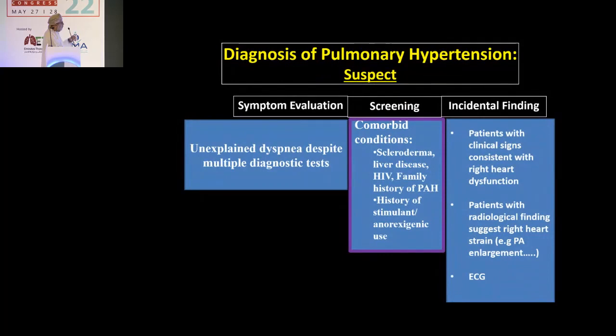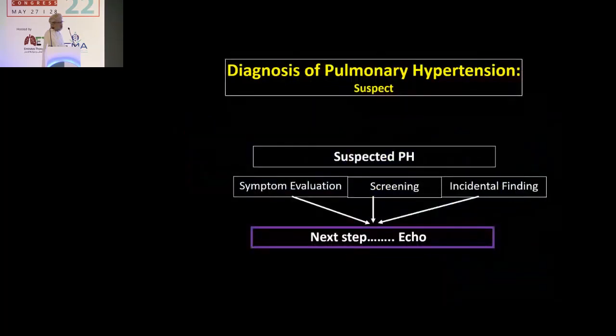Being that symptoms are non-specific, we should always screen patients who are at high risk. We have a lot of patients with scleroderma, chronic liver disease, and others. So we need to screen these people. So screening is important. Once suspected, either by symptom, by screening, or by incidental finding, then you move to the next step, which is echocardiography.